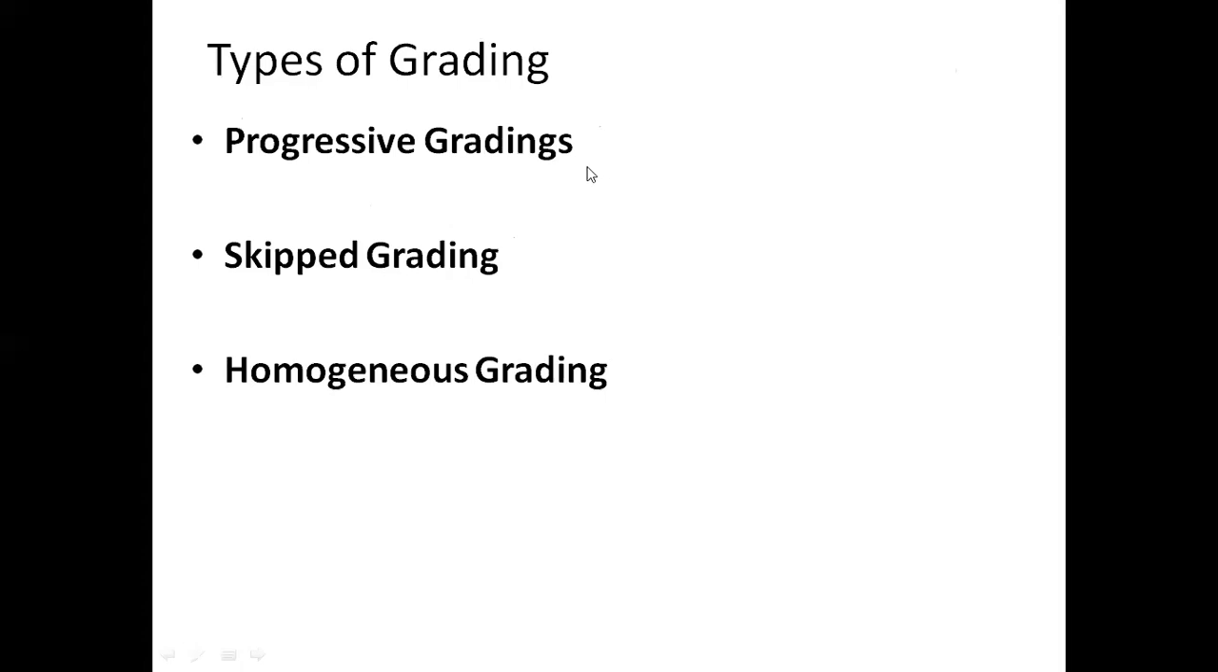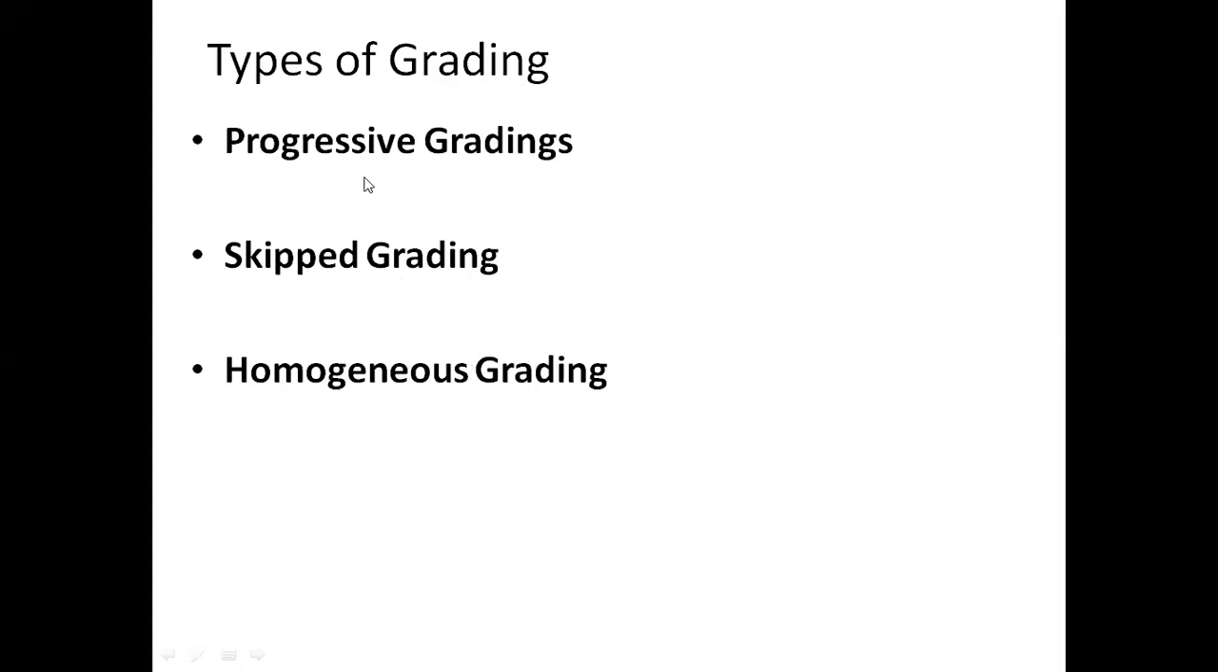Moving on with the grading. There are 3 types of grading: progressive grading, skipped grading, and homogeneous grading. In the examination, they will ask the design of the progressive grading, and also to solve a given problem on progressive grading. The additional definitions of skipped and homogeneous grading are given in the materials that I have shared. Please go through them. I am not going to discuss skipped grading and homogeneous grading in this class.